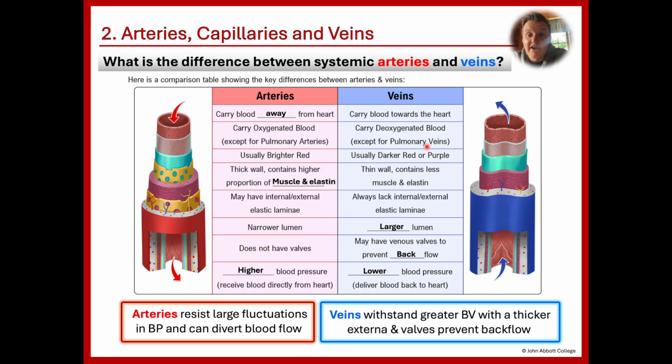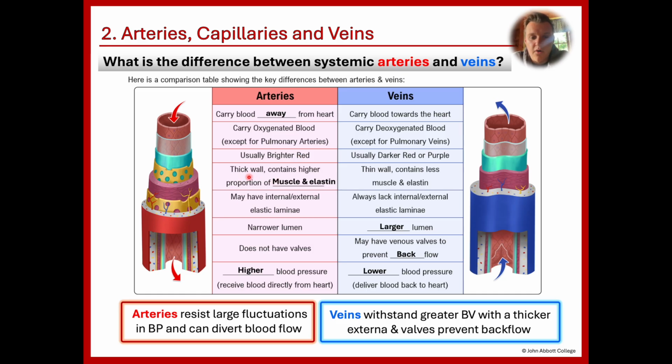When the pulmonary veins are coming back to the heart, they're actually coming back oxygenated because they picked up oxygen from the lungs. Usually these are brighter red. These are usually a darker red or purple. That's based on them carrying oxygen and how the iron reacts with the oxygen, if it's bound or not.